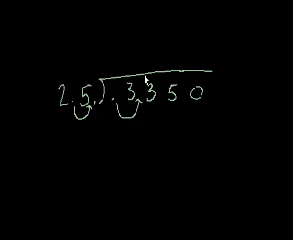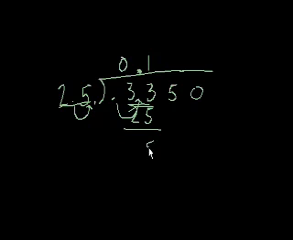So we move the decimal point over 1 here, put the decimal here. So how many times does 25 go into 3? Well, 0. So you can put a 0 here just for fun if you want. How many times does 25 go into 33? Well, it goes into it 1 time. 1 times 25 is 25. 33 minus 25 is 8.